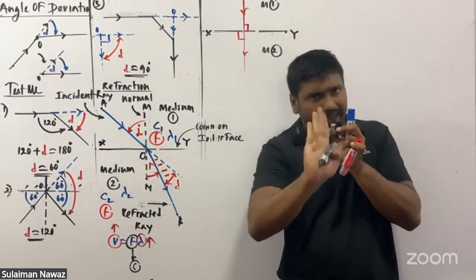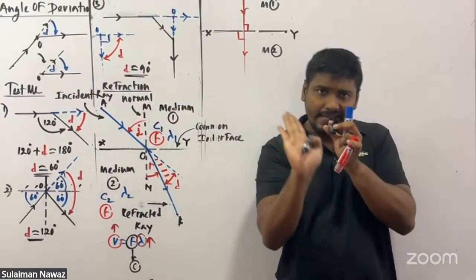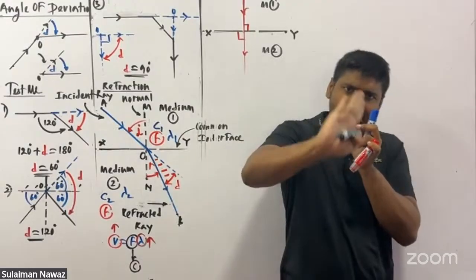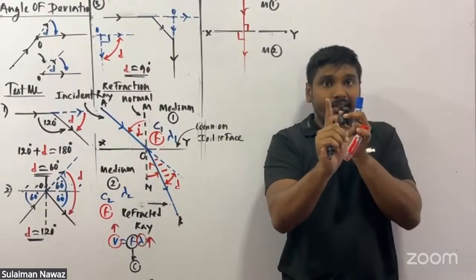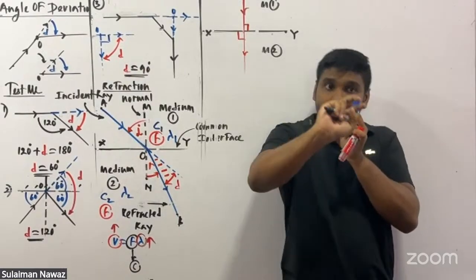Sir, even though the path is not changed, the path is the same as it enters from medium 1 to medium 2, but still there is a change in its speed. The speed in medium 1 is C1, so the speed in medium 2 is C2.